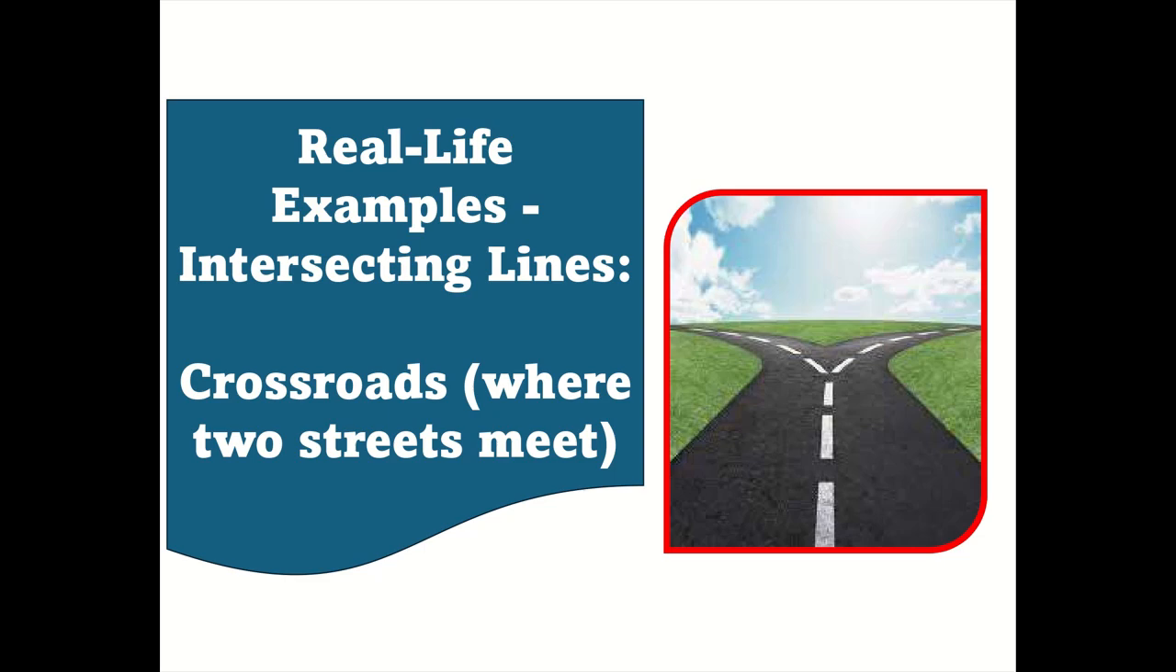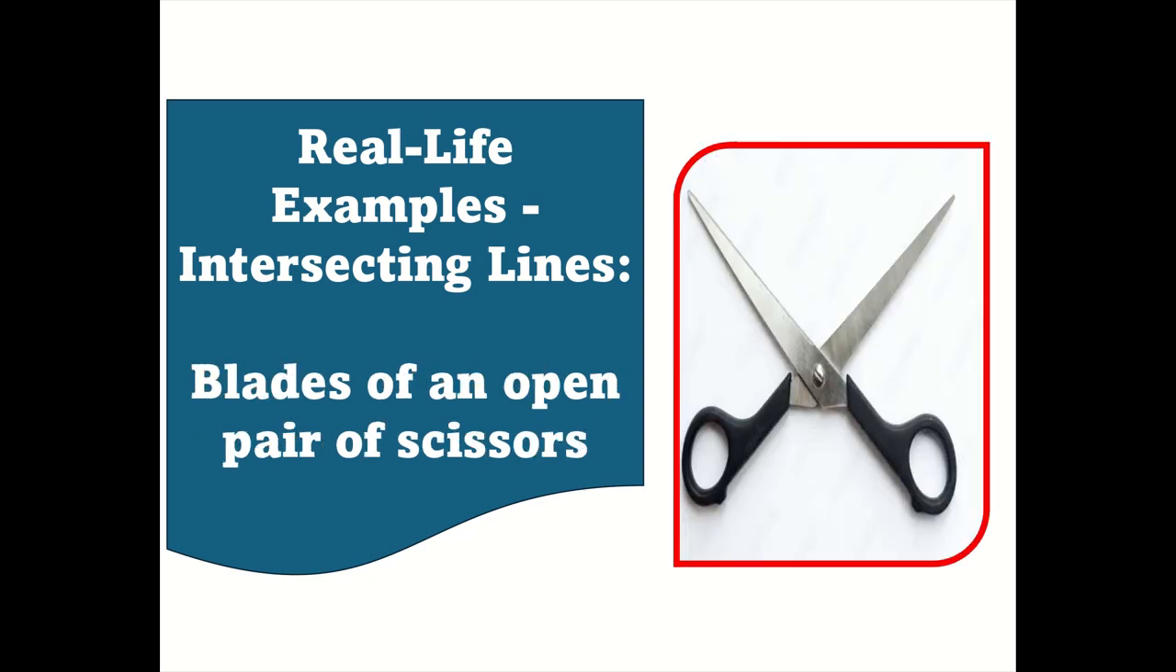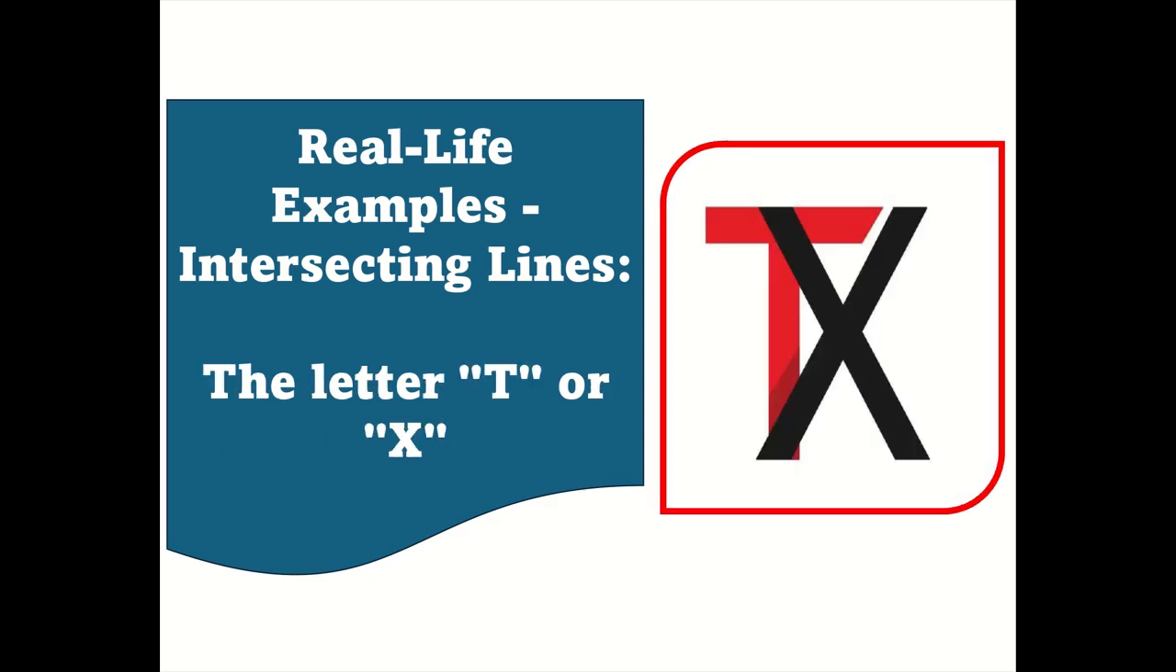Real-life examples: intersecting lines. Crossroads, where two streets meet. Blades of an open pair of scissors. The letter T or X.